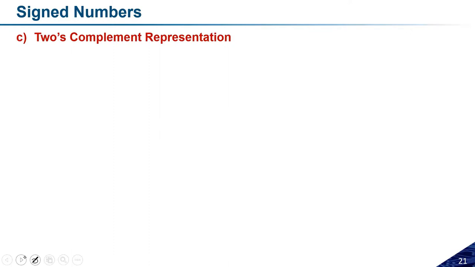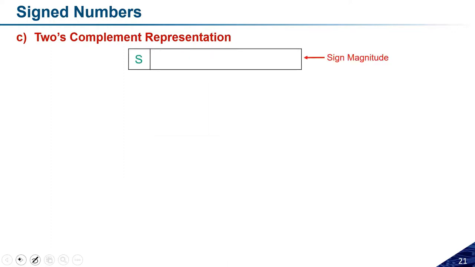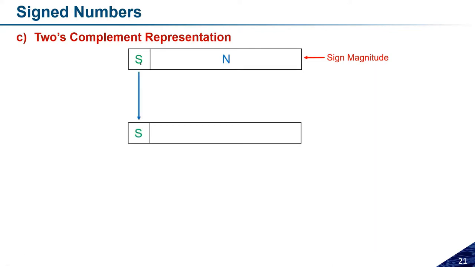So the 2's complement representation, how can we do that? This is the same as the 1's complement representation. Suppose I have a number represented in sign magnitude, having some sign here and some number over here. If I have to calculate the 2's complement representation, what do I have to do? I have to replicate the sign bit as it is. Whatever I am explaining, this is for the negative number only.